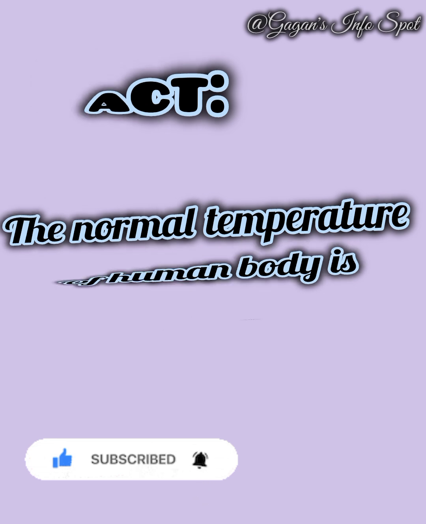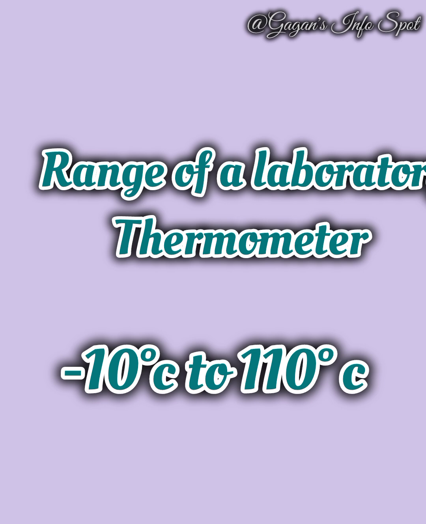Range of a laboratory thermometer. Range is nothing but how much temperature it measures. So a laboratory thermometer measures the temperature from minus 10 degrees Celsius to 110 degrees Celsius. As we know, the laboratory thermometer is used to measure the temperature of objects in the laboratory, so that the objects may be in minus degrees Celsius and even above 100 degrees Celsius. So it measures from minus 10 degrees Celsius to 110 degrees Celsius.